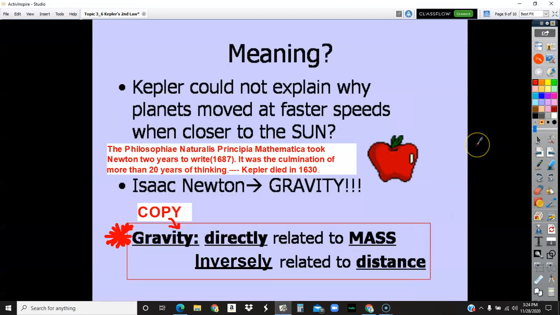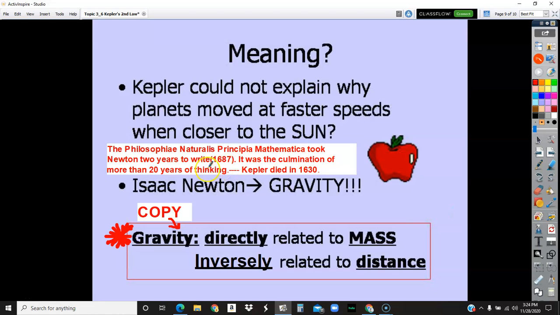And again, Kepler could not explain why. He did not know about gravity. Newton comes along, right? Isaac Newton, and it says here, the Philosophiae Naturalis Principia Mathematica. That's a big tongue twister there, but that's the book that Newton wrote.